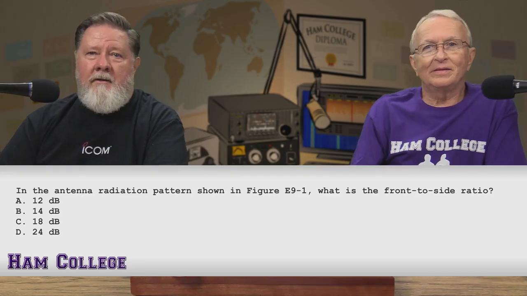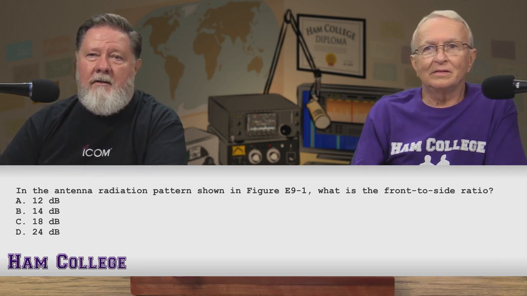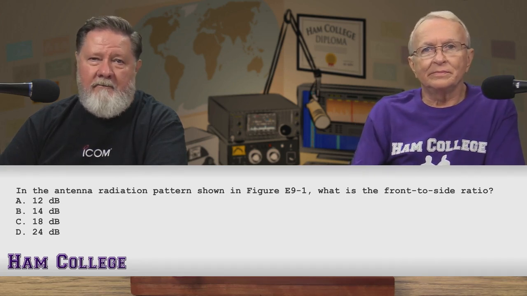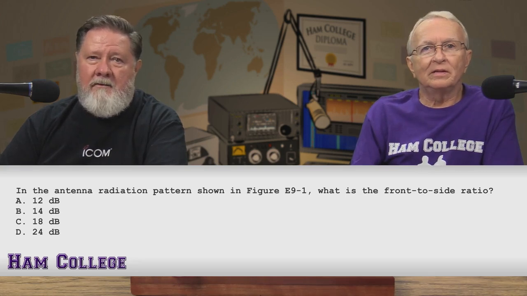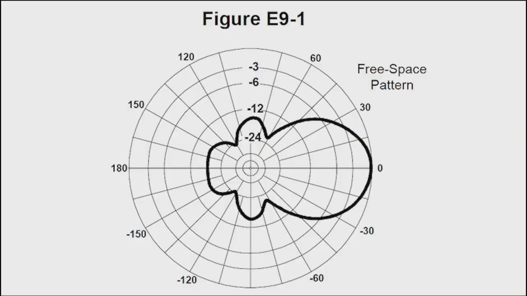In the antenna radiation pattern shown in figure E9-1, what is the front to side ratio? A, 12 dB, B, 14 dB, C, 18 dB, or D, 24 dB. So I'm looking at those two side lobes, which are going to be the ones that are straight up and down. 12, 14, 18, I'm looking at this 24 one and this one.